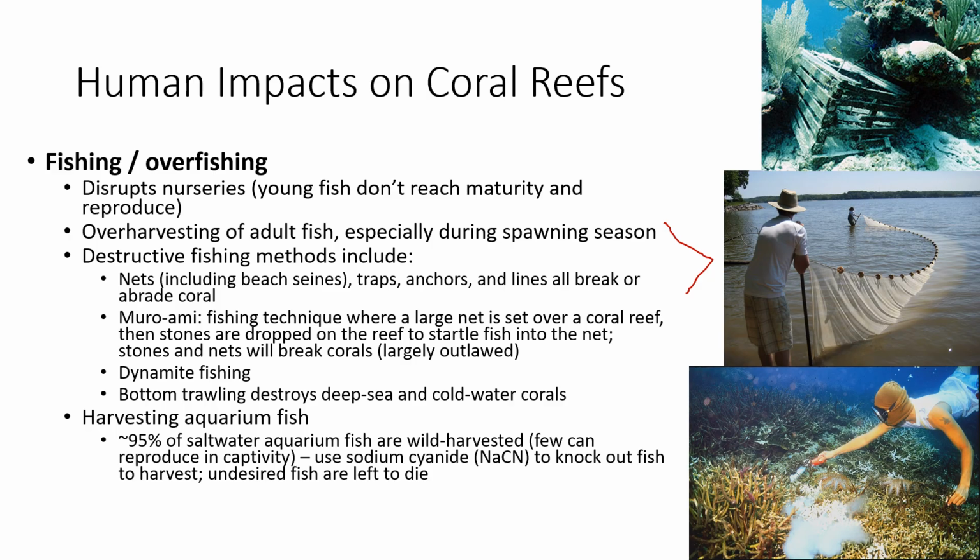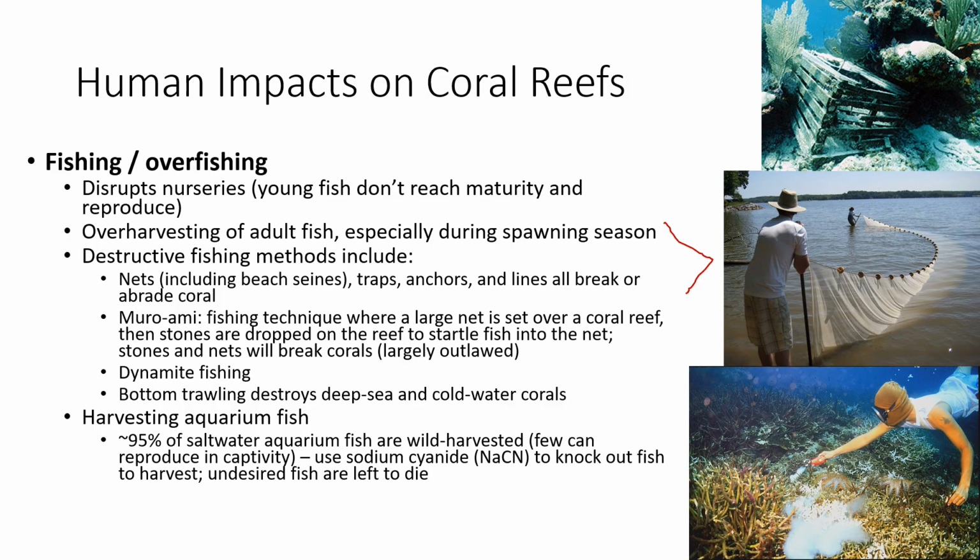But any type of net, any type of trap, like this lobster trap, any type of anchor or line can all break or abrade corals. So they can just scratch corals up, they can sand them down smooth, and they can just break them and destroy them.